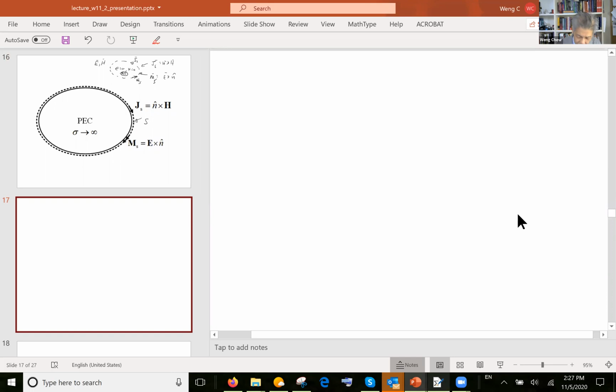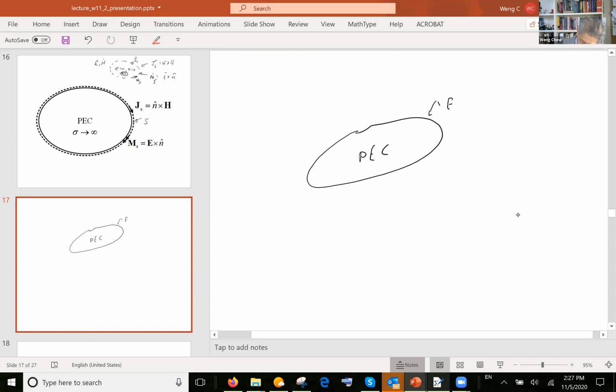Say I have an electric current source, and this is a PEC. Then on the PEC, the boundary condition is that N cross E must be 0. And then if I put a current sheet very close to the PEC, let me call this JS, and then I have another current called JT, J test, outside.